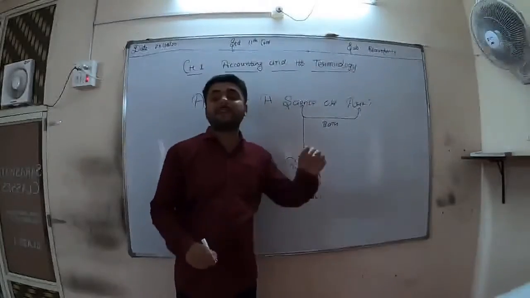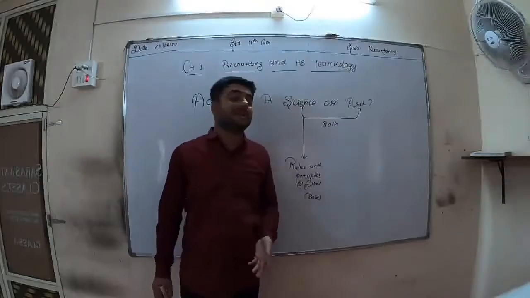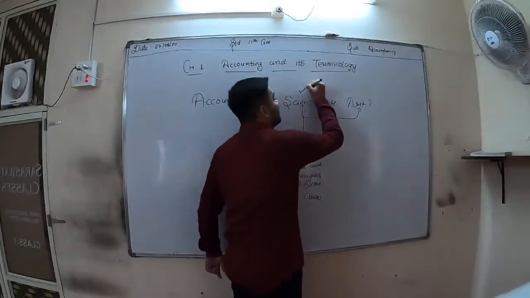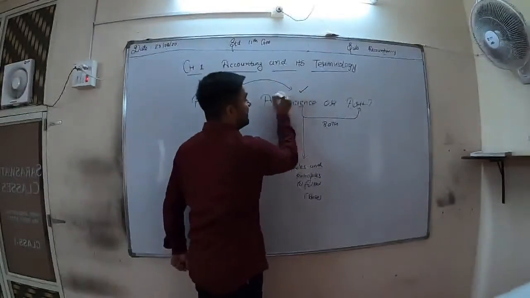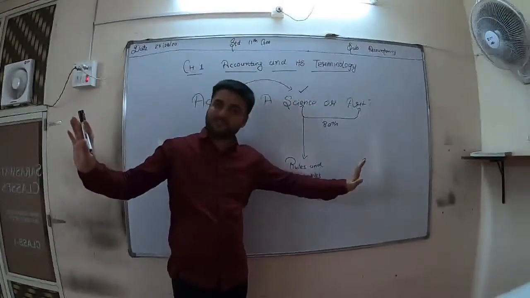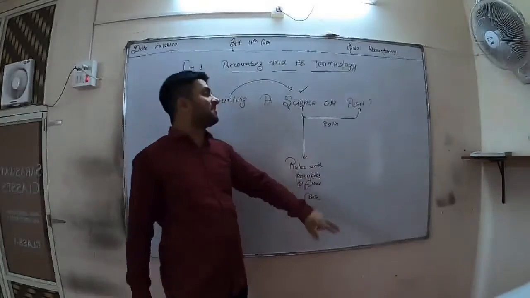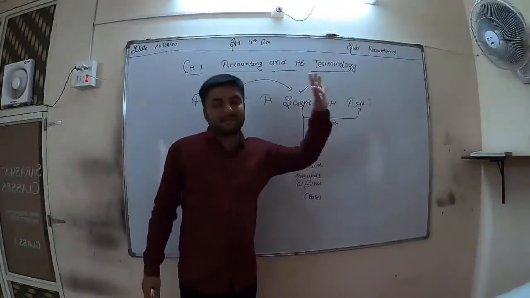Now what I said in the previous topic, accounting is a language of business. Why is it a language? It also has some rules and principles. Thus we are saying accounting is a science. Why is accounting a science? Science has its own rules and principles. In the same way, accounting also has its own rules and principles. Thus we can say that accounting is a science.